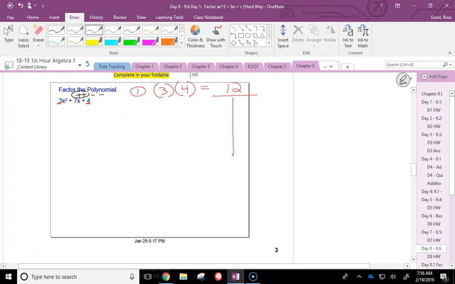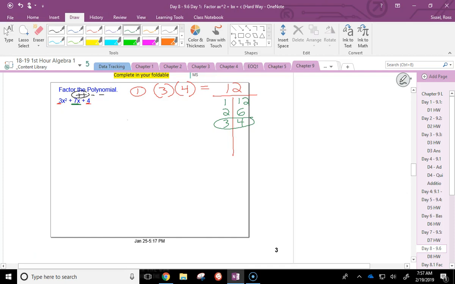Okay, after I found 12, I'm going to list the factors of 12. And because we're adding, I want to add these terms so they get to my 7. So I have the factors 1 and 12, 2 and 6, 3 and 4. Which factors, when you add together, would give me 7? 3 and 4. Okay, so we know that is the term I'm going to use.